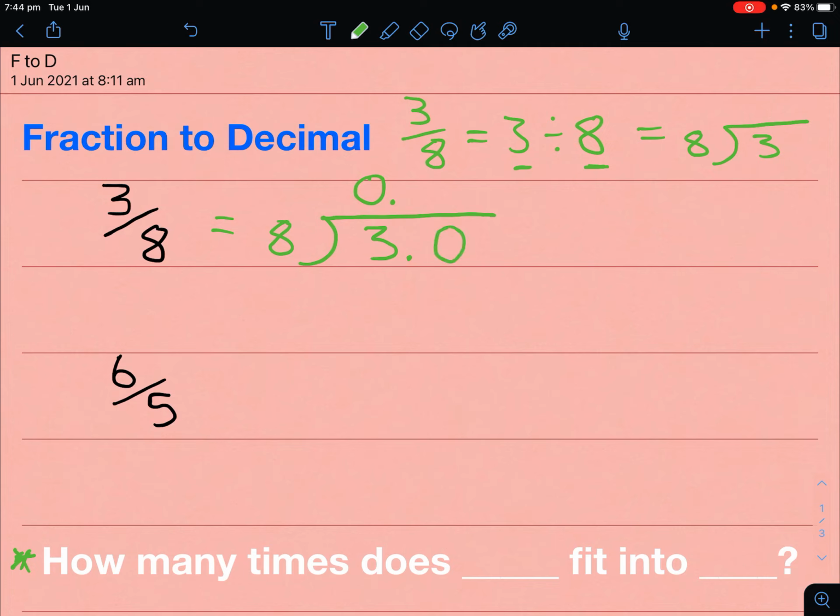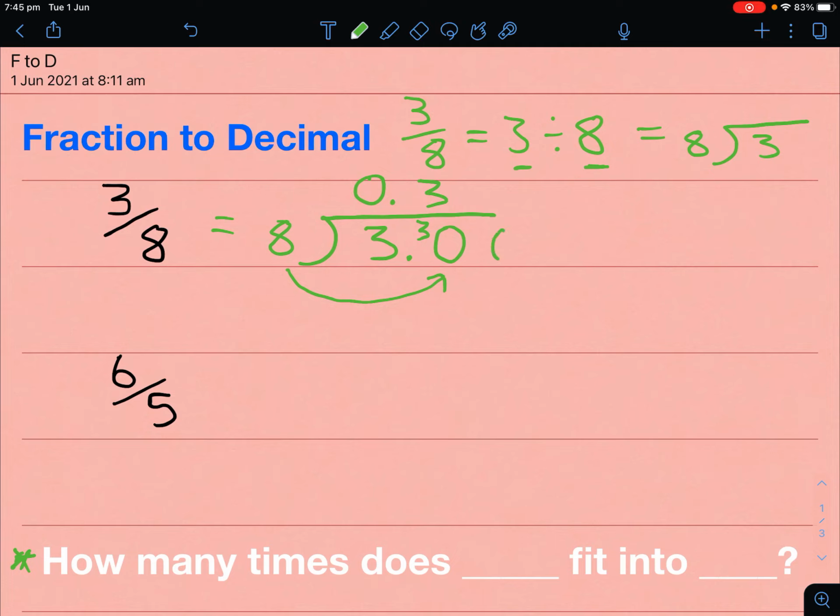And we create a new 0. And because we didn't use the 3, we weren't able to use it, we drag that 3 across. And now we ask, how many times does 8 go into 30? So we read this new number here as 30, the 3 and the 0. So 8 goes into 30 3 times. 3 times 8 is 24. So we've got 6 left over.